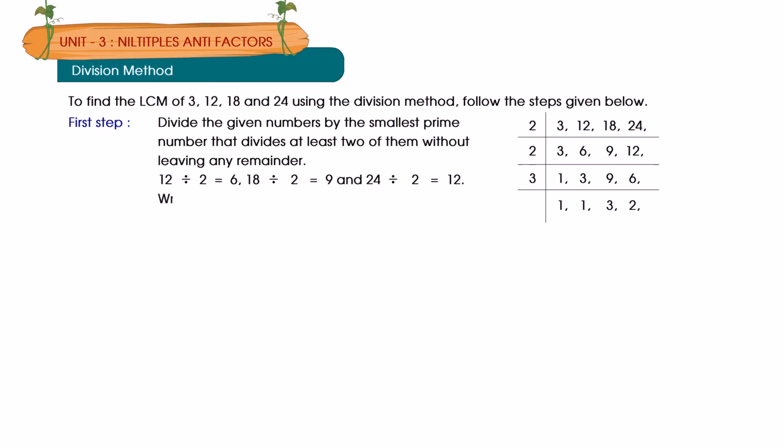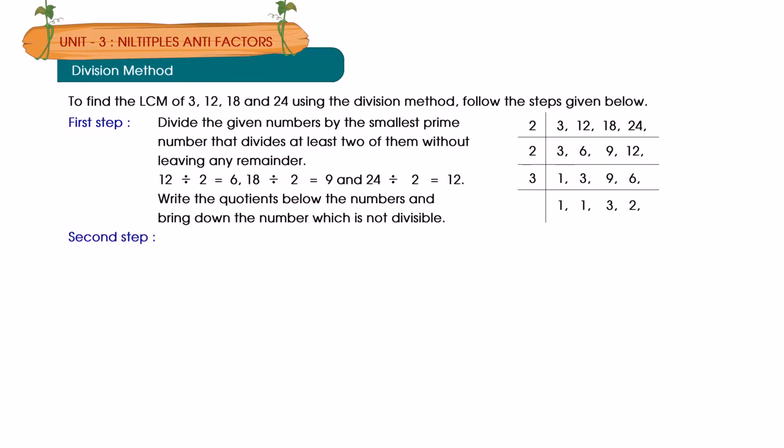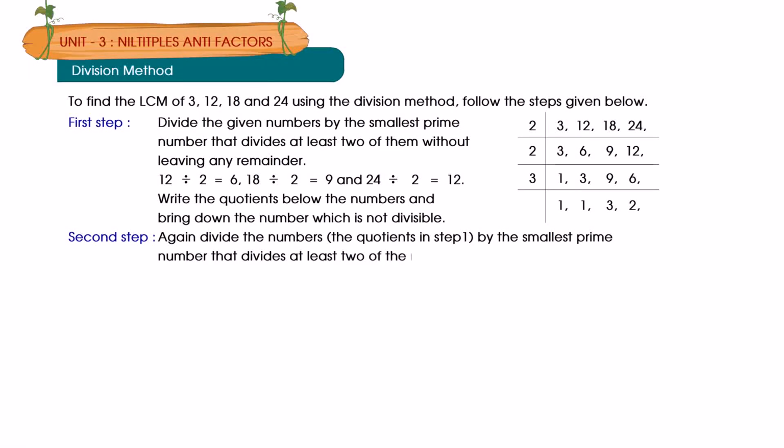Write the quotients below the numbers and bring down the number which is not divisible. Second step. Again divide the numbers, the quotients in step 1, by the smallest prime number that divides at least two of the numbers without leaving any remainder. 6 divided by 2 is equal to 3 and 12 divided by 2 is equal to 6.